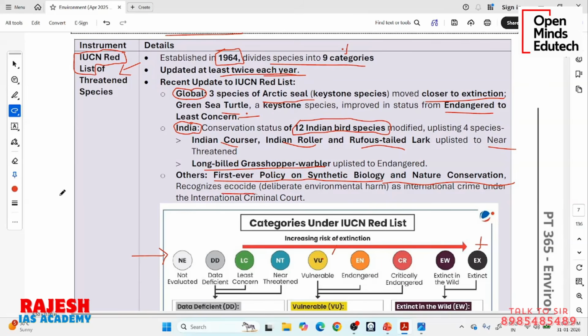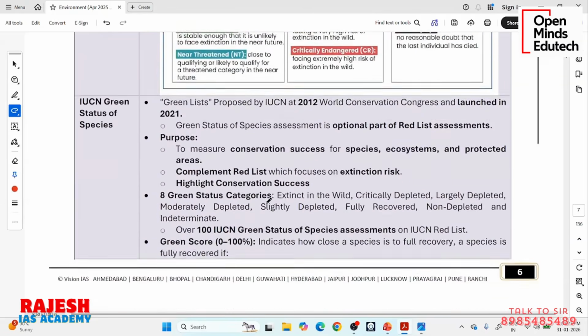What is ecocide? Suicide, matricide, fratricide, homicide, these are related to kinds of murders, killing. So ecocide means killing the environment. Deliberately damaging the environment is recognized as a crime, and they are asking the International Criminal Court also to recognize this as a crime. So this IUCN we have seen.